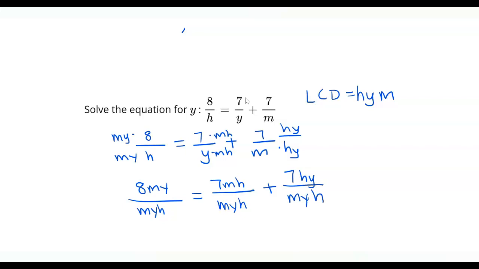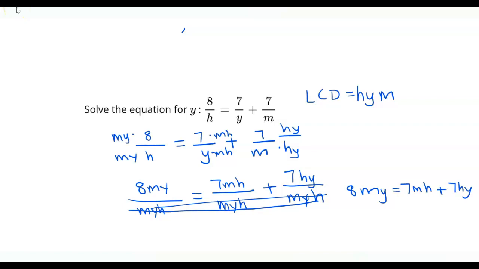Now, because all the denominators are the same, we know we could multiply by that LCD. Those would cancel. So I end up with 8my equals 7mh plus 7hy. In fact, we're going to need a little more space, aren't we? Let's go ahead and put this up here where we have a little space. So 8my equals 7mh plus 7hy.